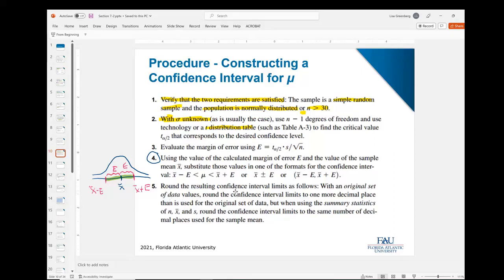Okay, so round the resulting confidence interval limits as follows. With an original set of data, round the confidence interval limits to one more decimal place than is used for the original data set. We already saw that. And when using summary statistics, round the interval to the same number of decimal places as used for the sample mean, which is right here. Whatever the number of decimal places is, that's where we round to.